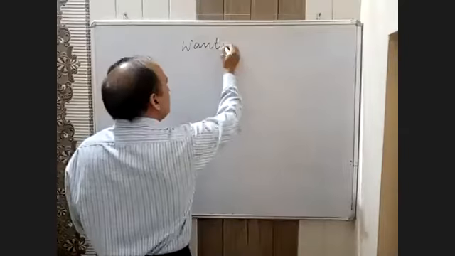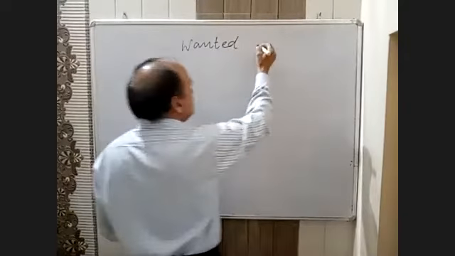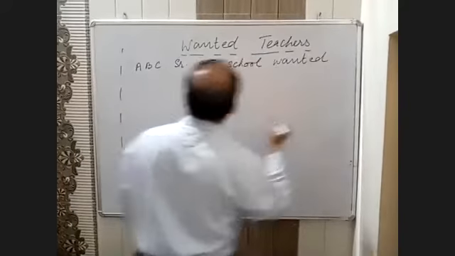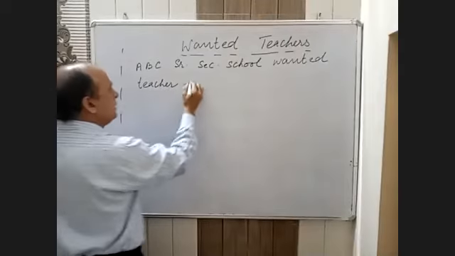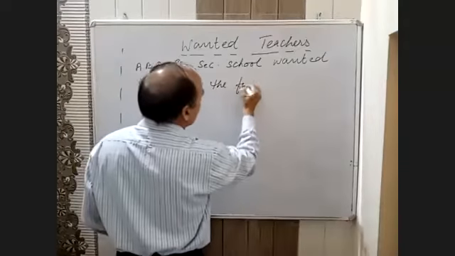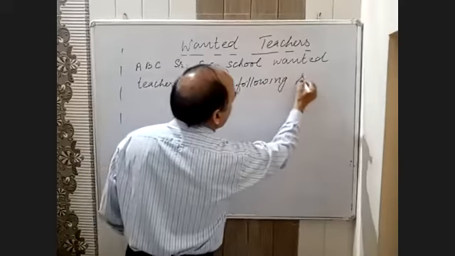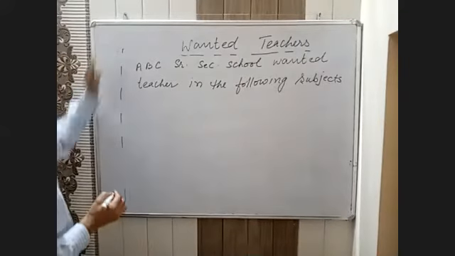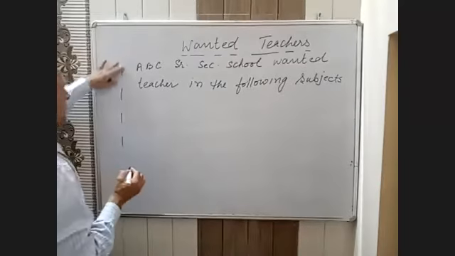There you can write wanted teacher. Then you write the name of the institution, for example, ABC Senior Secondary School, wanted teachers in the following. Then you can write down the categories. There are normally three or four categories of teacher.